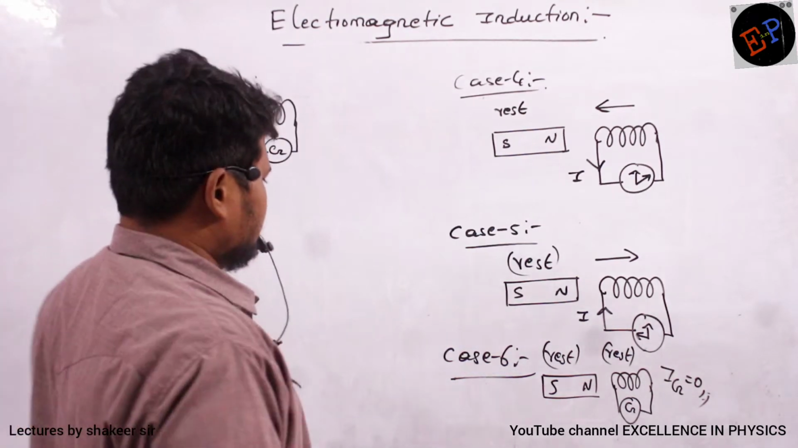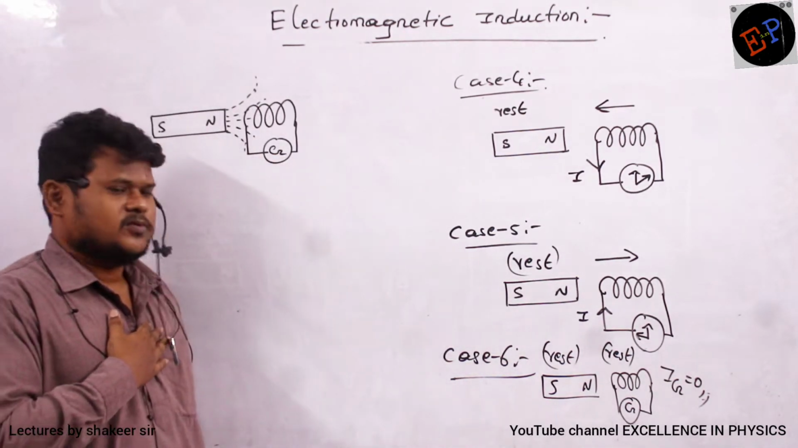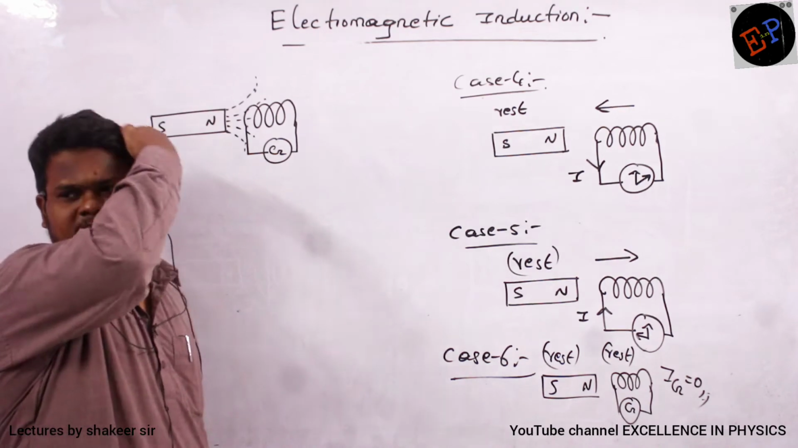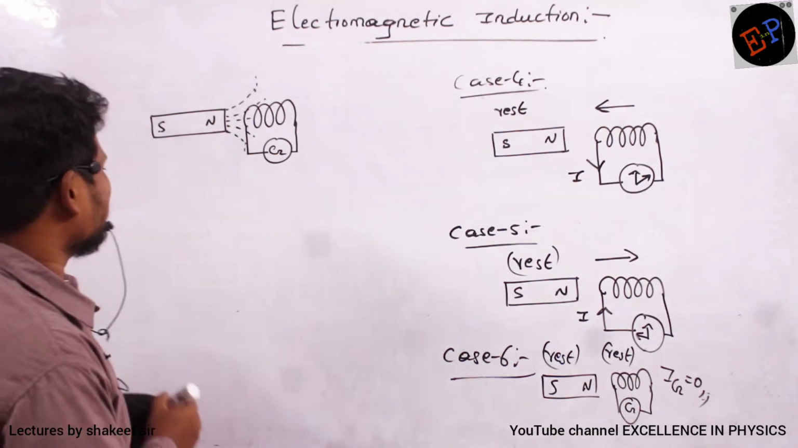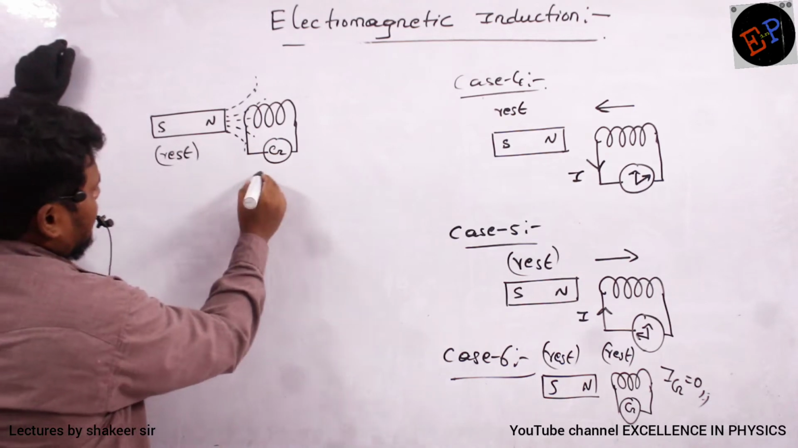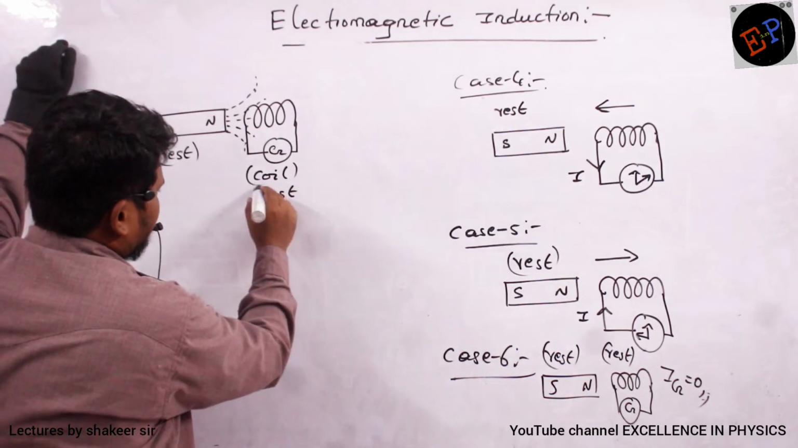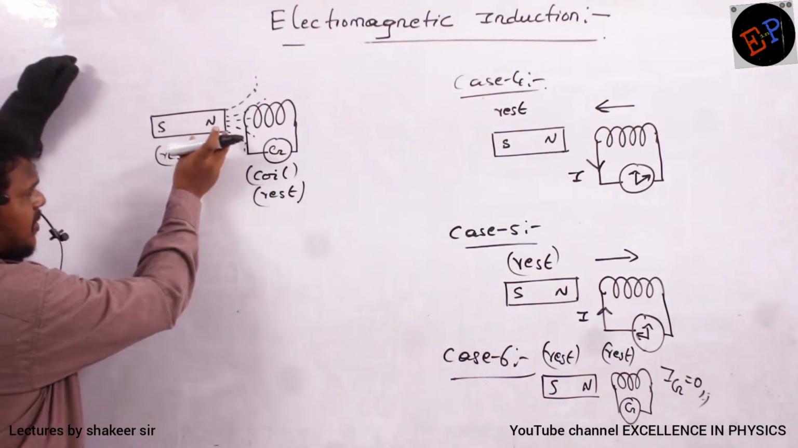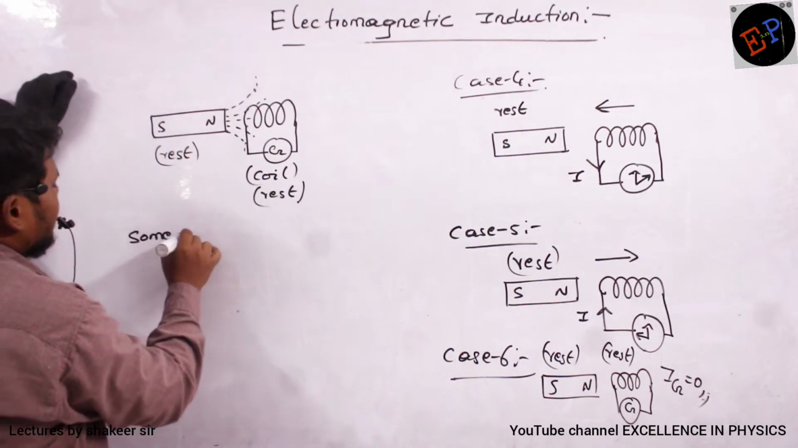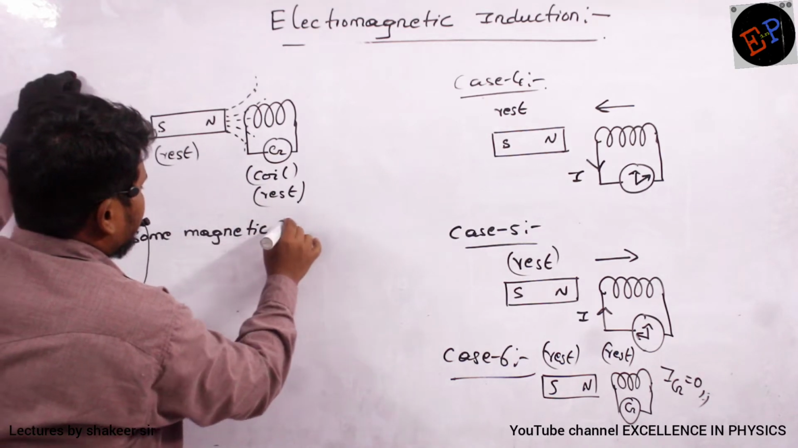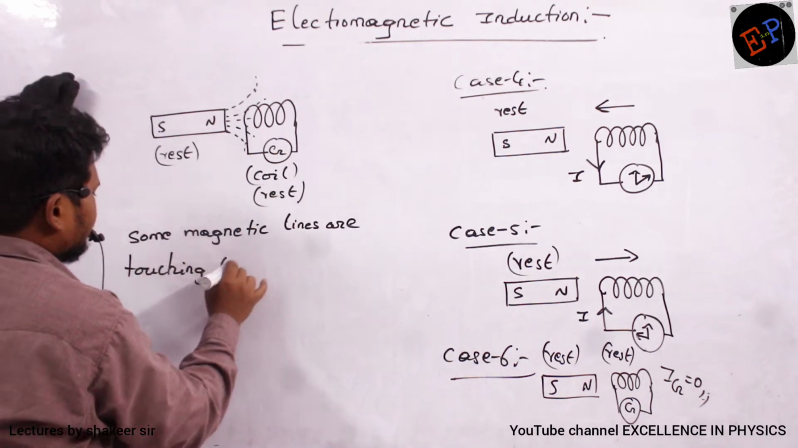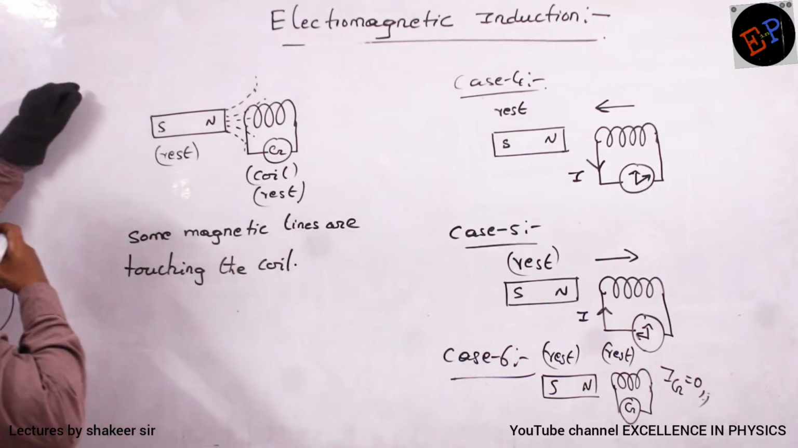So by doing all these experiments, what we have understood, can anybody say? In which condition is current produced? Very good. So when you see here, the magnet is in rest position, the coil is also in rest position. Clear? Now what is happening here? Here some of the magnetic lines are touching the coil, no? So if magnetic lines are touching the coil, is current produced?